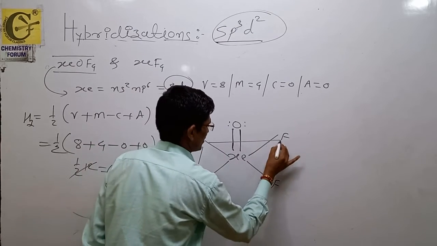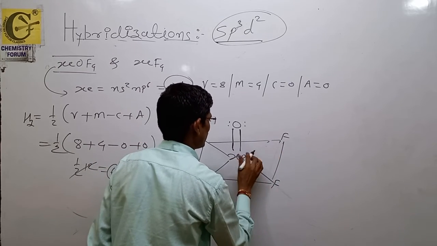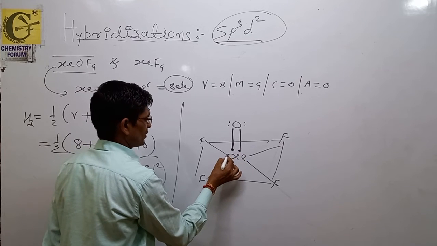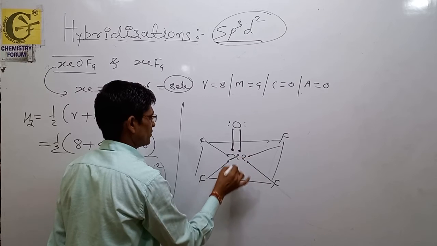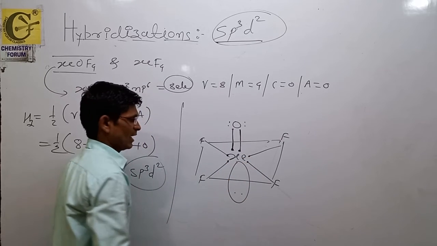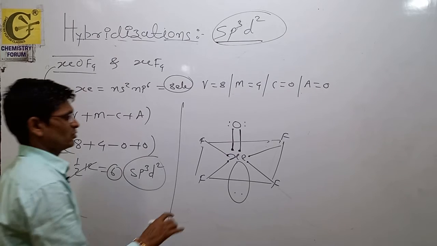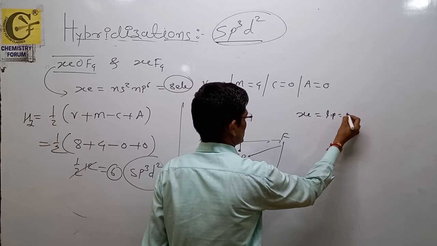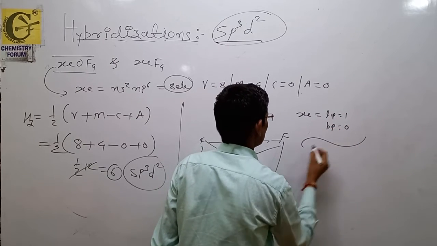That is represented here, the 4 fluorine atoms. So that is what we can say XeF4. 1 electron, 2, 3, 4, 5, 6, 7 and 8. Total Xe contains 8 electrons. So as you can say, the Xe atom has 1 lone pair of electrons and the bond pair of electrons is 0.